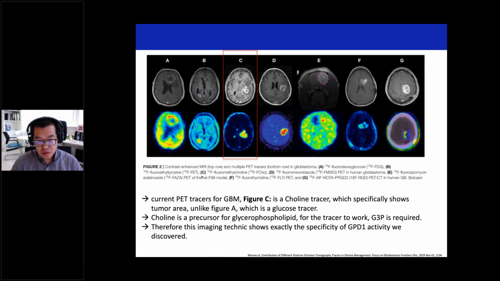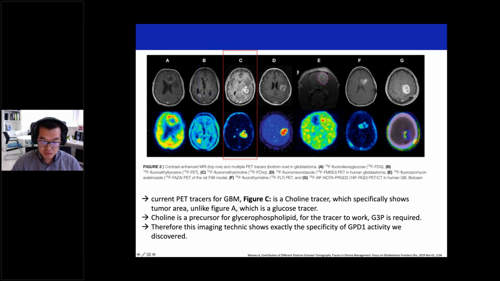In GBM, there was one study I found that's quite interesting, where they used different PET tracers to compare them. This is a glucose tracer. People know that it's not really specific for tumor. And this is the choline tracer, which we know really traces lipid. And we know that to make the choline tracer work, it requires glycerol-3-phosphate, because there's the Kennedy reaction that requires glycerophospholipid to make this work.